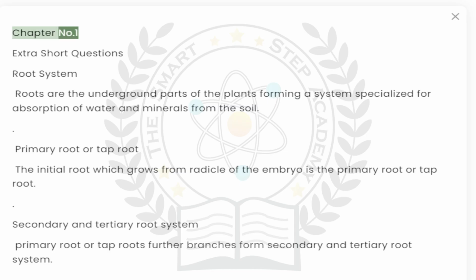Chapter number 1. Extra short questions. Root system.